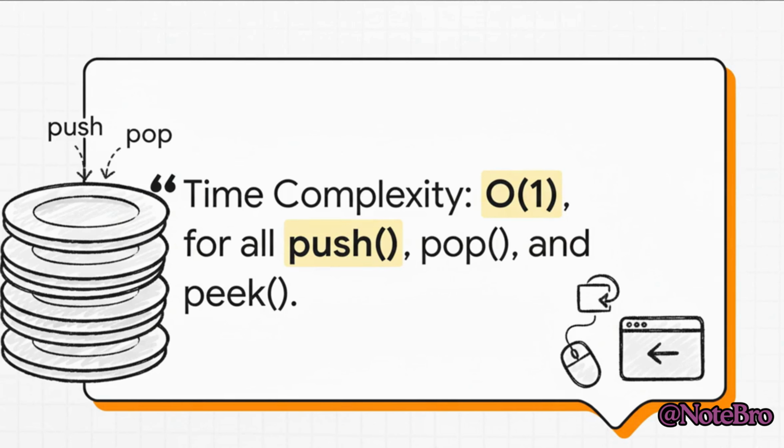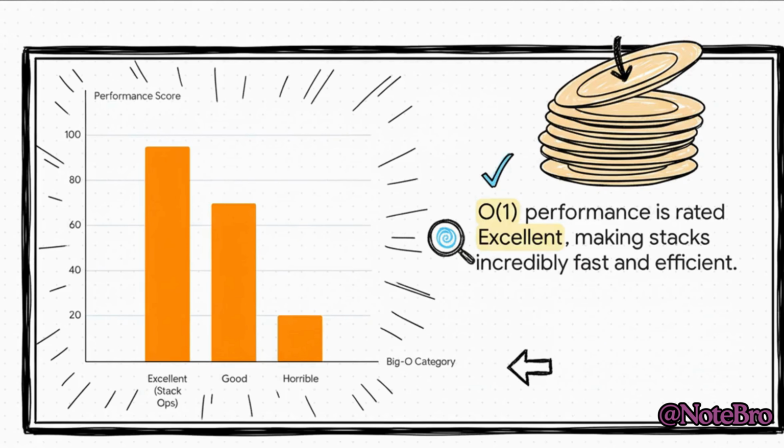In programming, we have this concept called time complexity, which is just a fancy way of asking, how fast is this thing going to run? For stacks, all three of those main operations, push, pop, and peek, run in what's known as constant time. And here's the magic part. That means they take the exact same tiny amount of time to finish, whether your stack has 10 items or 10 million. It never slows down. And this chart really puts that into perspective. On the grand scale of performance, constant time isn't just good. It's way up there in the excellent category. It's pretty much the gold standard for speed. And it's why stacks are trusted with so many critical jobs.